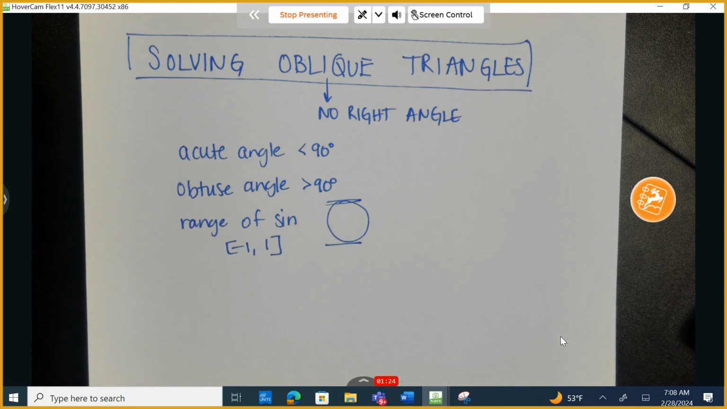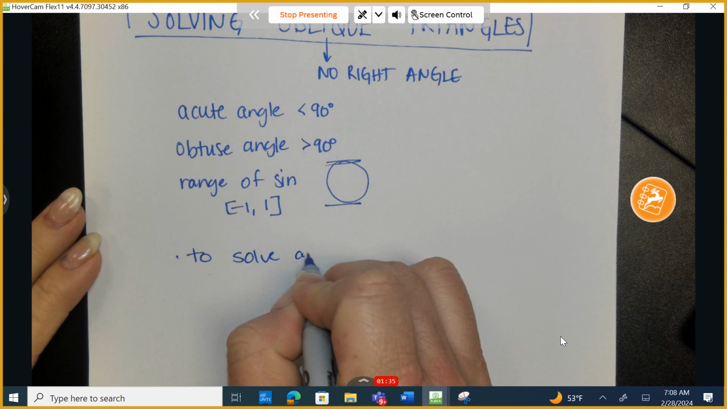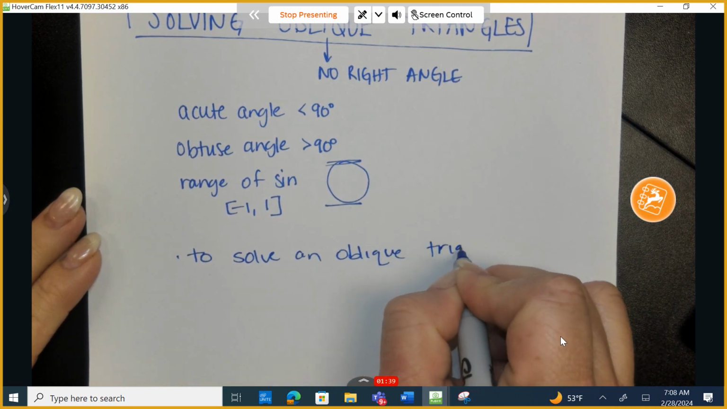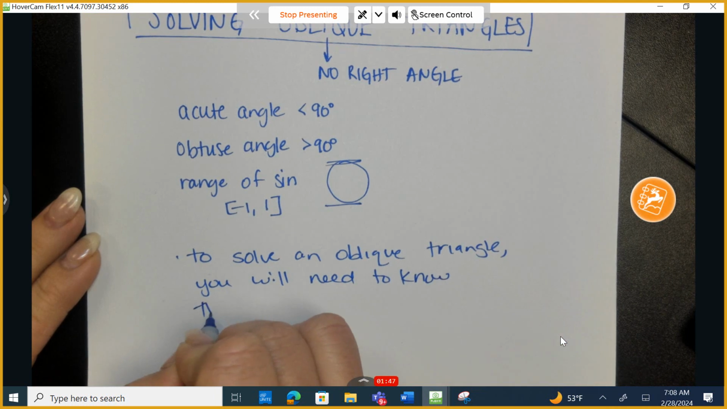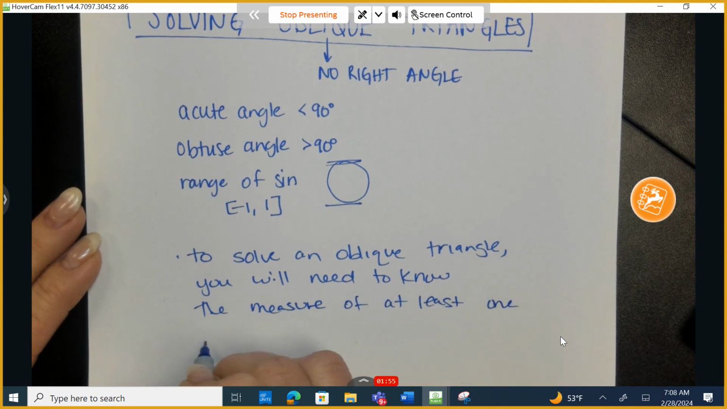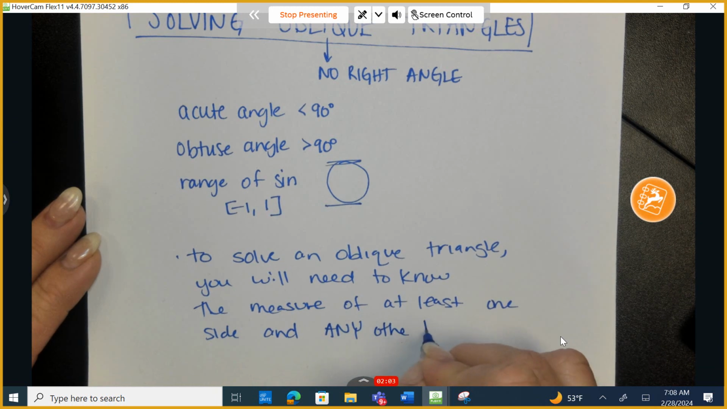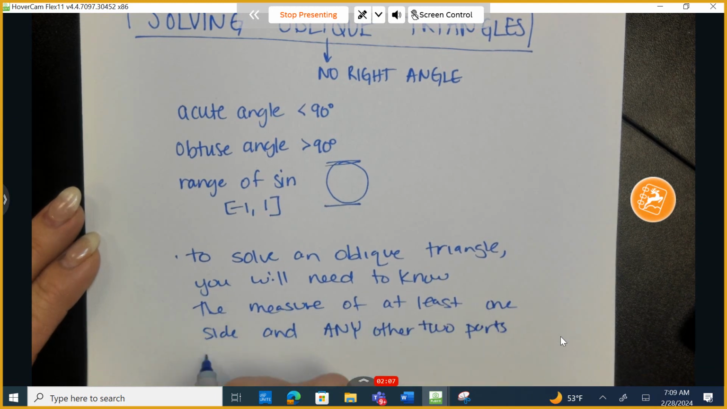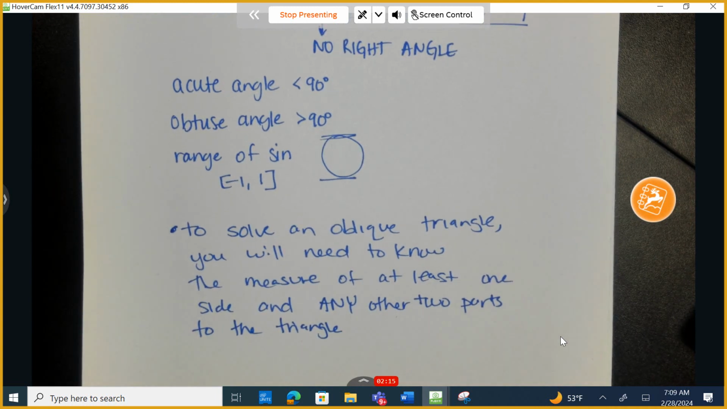So to solve an oblique triangle, you will need to know the measure of at least one side and any 2 other parts. So to solve an oblique triangle, please write this down. To solve an oblique triangle, you will need to know the measure of at least one side and any other 2 parts of a triangle.